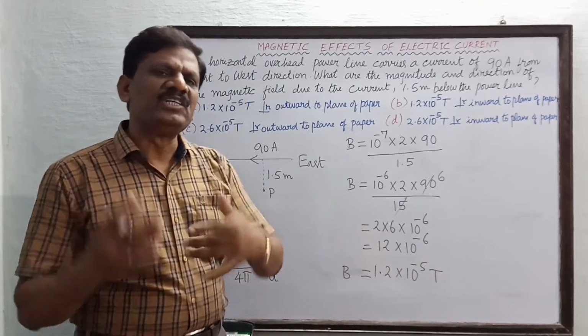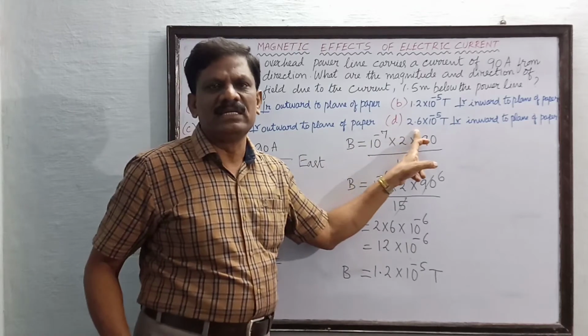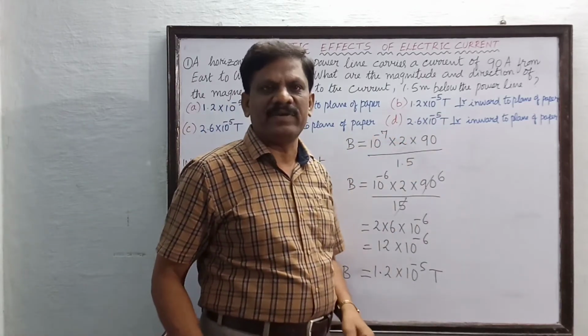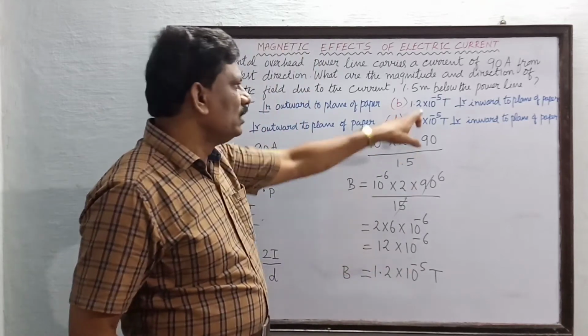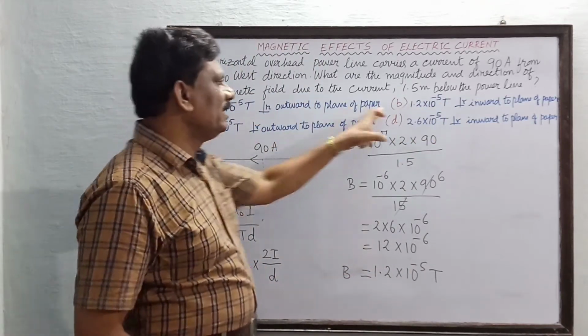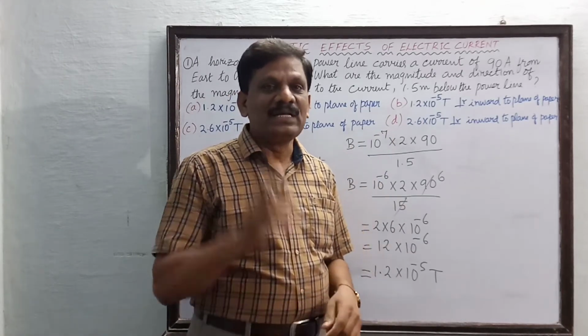So here the elimination method you can use. The options C and D can be eliminated, isn't it? Because the values are 2.6 into 10 power minus 5. We have got 1.2 into 10 power minus 5 Tesla. But options A and B both have the same numerical value. Magnitude is the same, but direction.